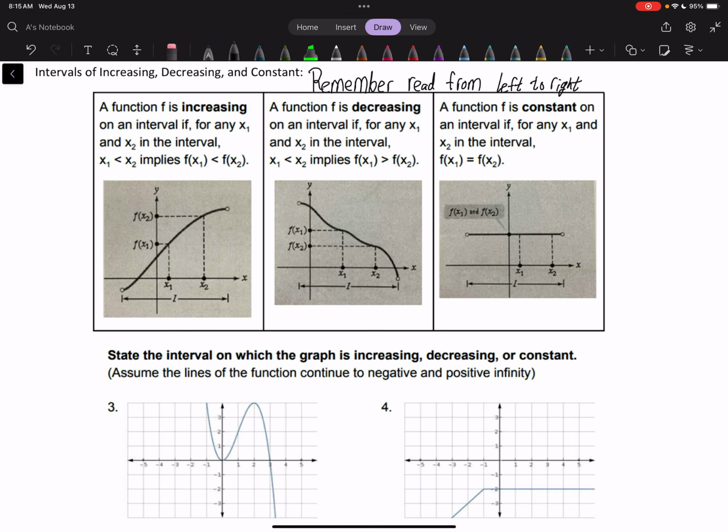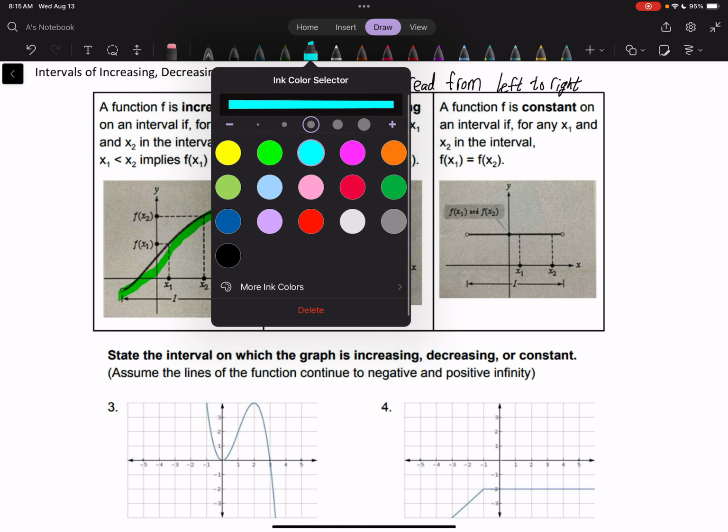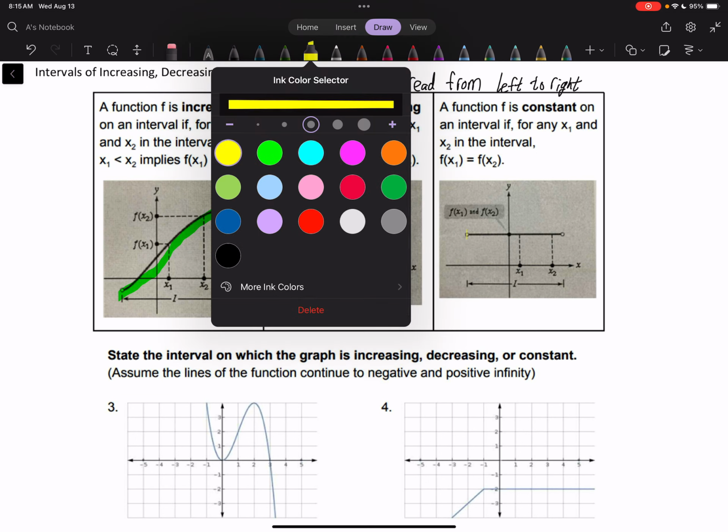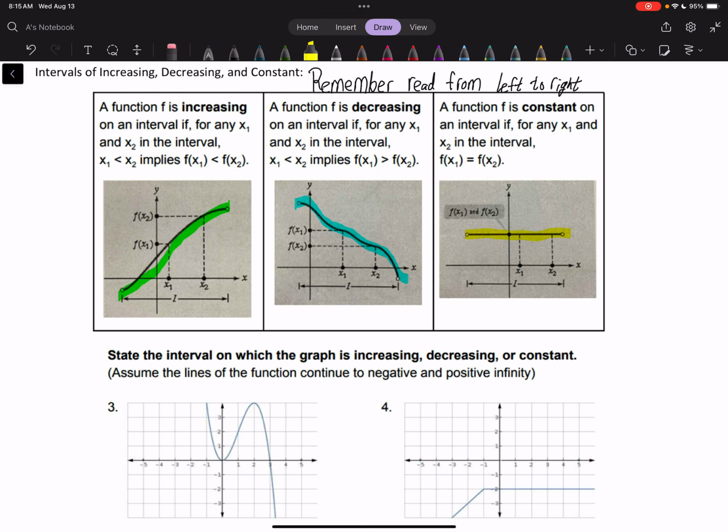Intervals for increasing, decreasing, and constants. The main thing I need you to remember for this, you are reading from left to right. It's not up and down, and it's not right to left. A function is increasing if, as you read to the right, your graph goes up. There's the increasing. It is decreasing if, as I go to the right, it goes down. And lastly, it is constant if it's a straight line. It's not going up or down.